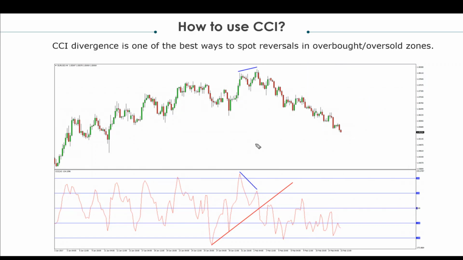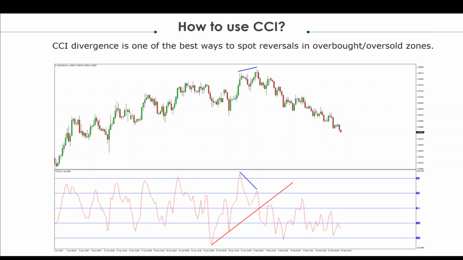Same situation goes vice versa. If the price is creating lower lows, while the indicator is creating higher lows, we get bullish divergence. In this case, we can expect the price to push higher. That's the very, very basic of divergences. But again, this video is not about divergences. It's about how we apply them with CCI to trade.